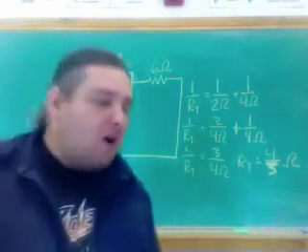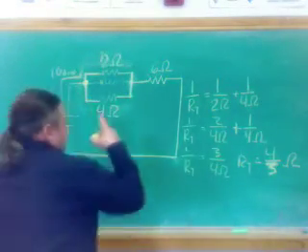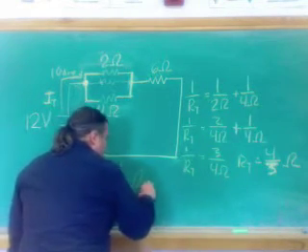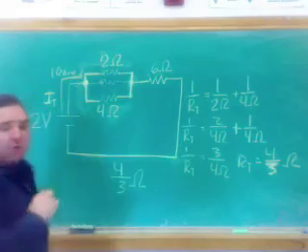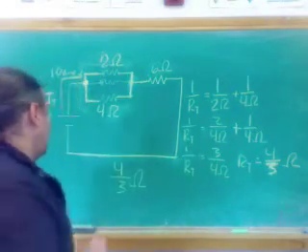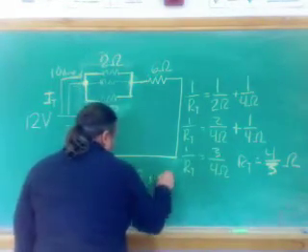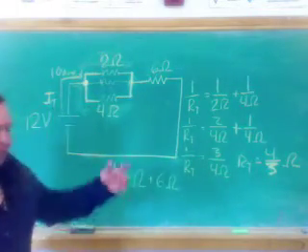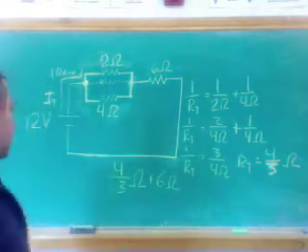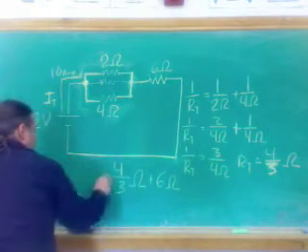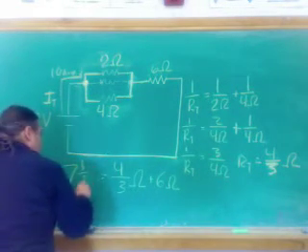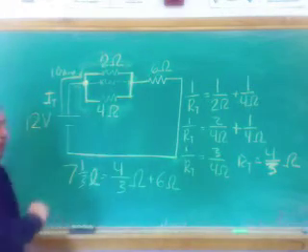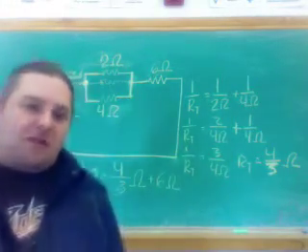Now what do I do? Well, I want to add that to my 6 ohms. So I have 4/3 ohms, and then I have 6 ohms. Now when we're dealing with things in series, we simply add them straight across. So it was 1 1/3 plus 6, so I'm looking at 7 1/3 ohms across the entire circuit.